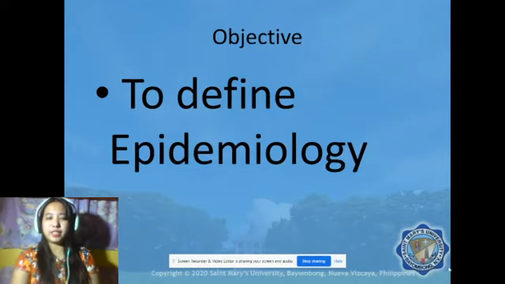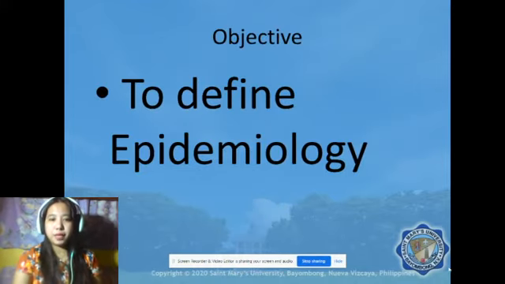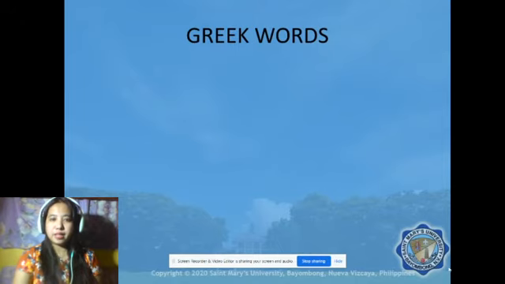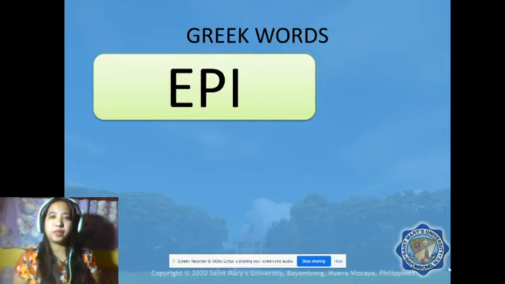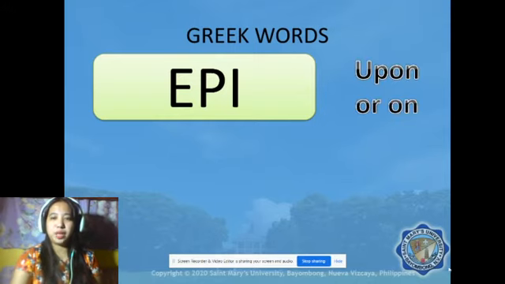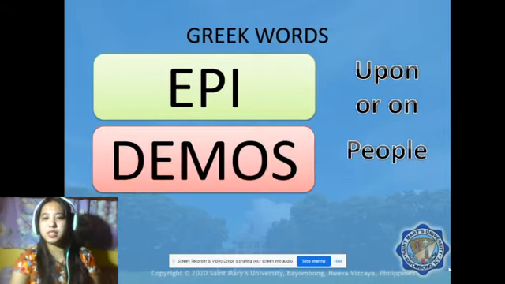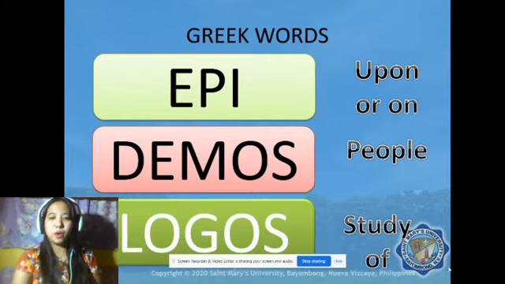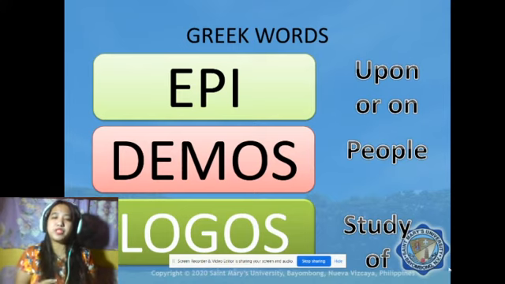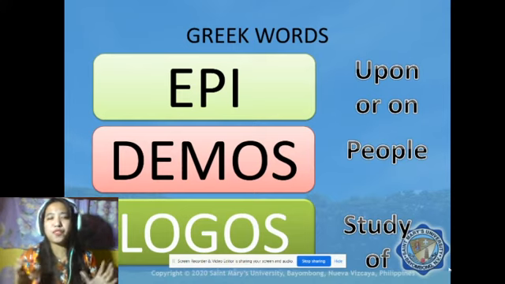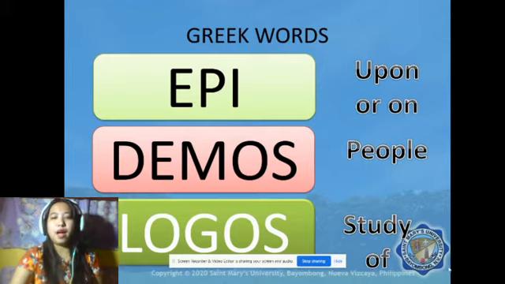Our main objective is simply to define what epidemiology is. These are the Greek words: epi, which means upon or on; demos, which means people; and logos, which means the study of. So based on these Greek words, we can make a generalization that the root of epidemiology is the study of people and not an individual alone.